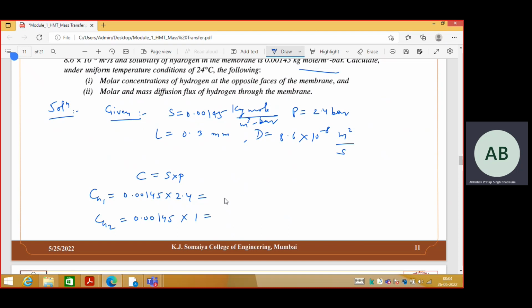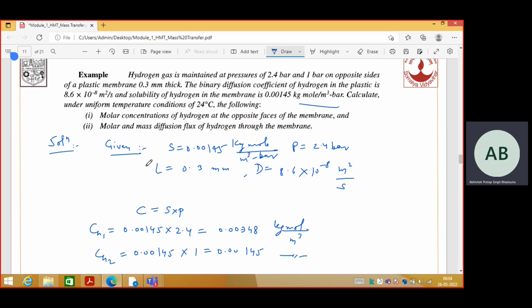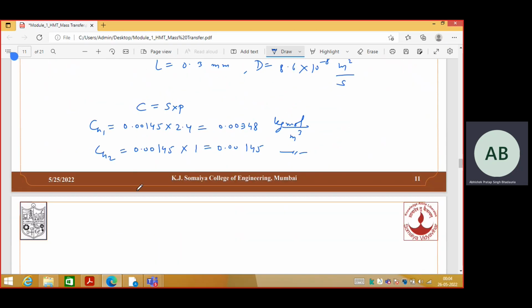Here the calculated value is 0.00348 kg mole per meter cube, and here the calculated value is 0.00145, and the unit is the same. So this is the answer. So we have calculated the molar concentration of hydrogen at the faces, the first one.